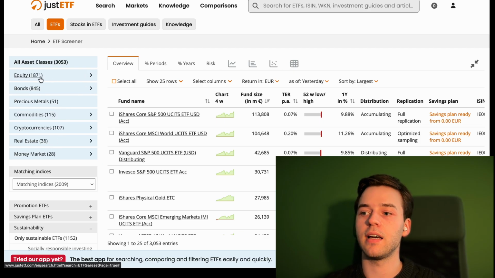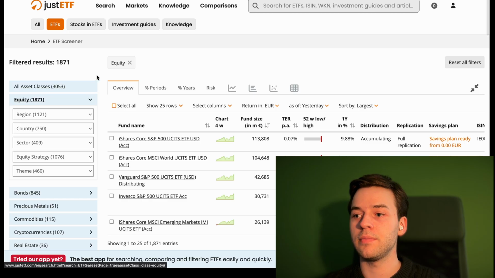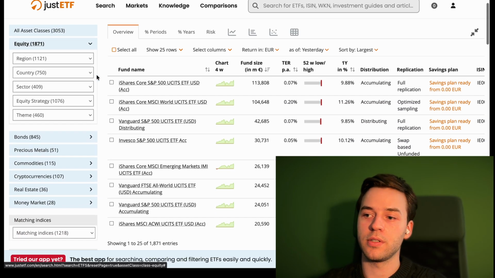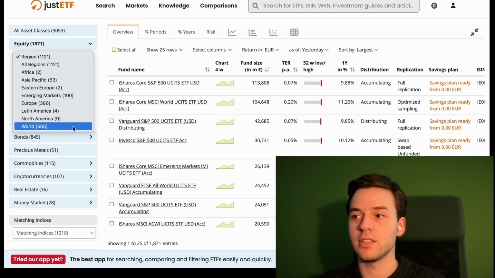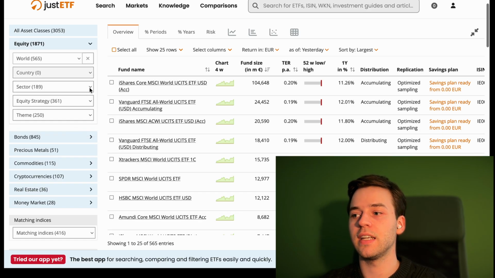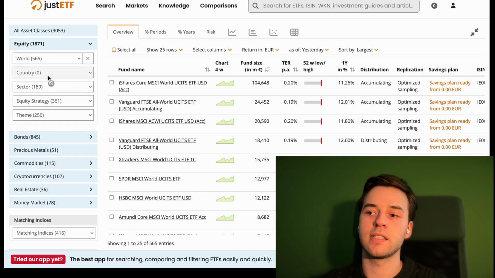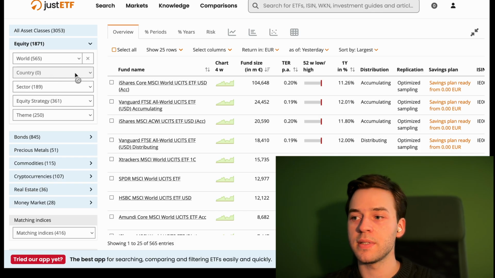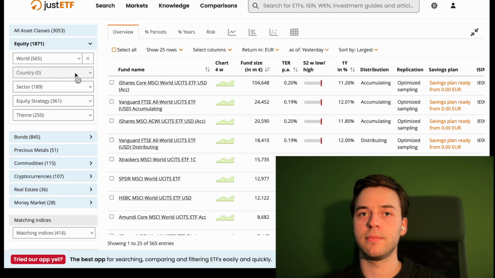Therefore, we select under equity and region world. You can also select ETFs on specific regions, but again, for most private investors, science tells us that we should not get into specific region or sector bets. Then under sector, you also choose no sector.